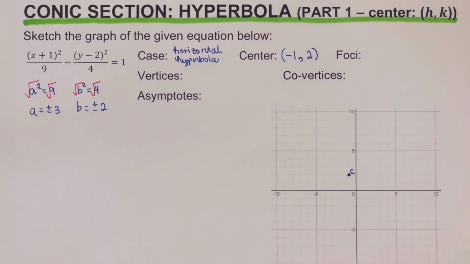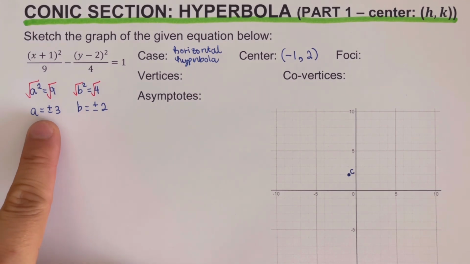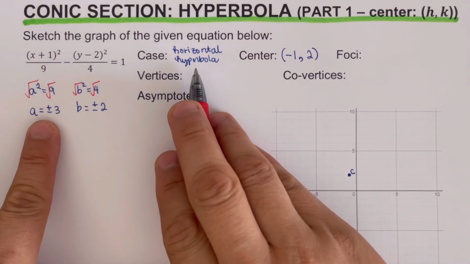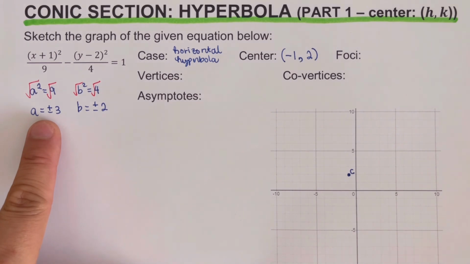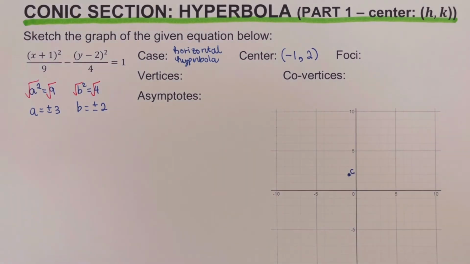Now we remember that this a value tells us the location of the vertices. So in this case right here, since this is an example of a horizontal hyperbola, we can go ahead and say that we go 3 places to the left and 3 places to the right to determine the vertices of this hyperbola.